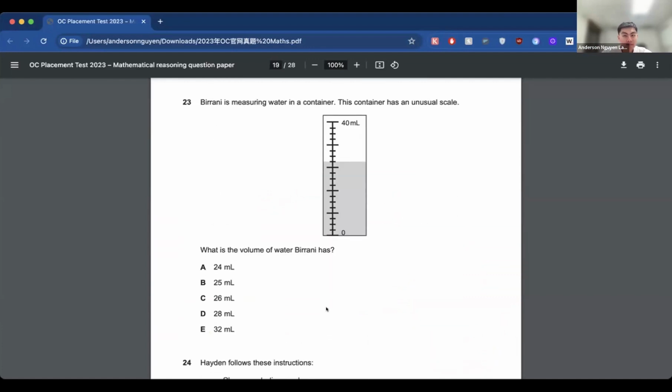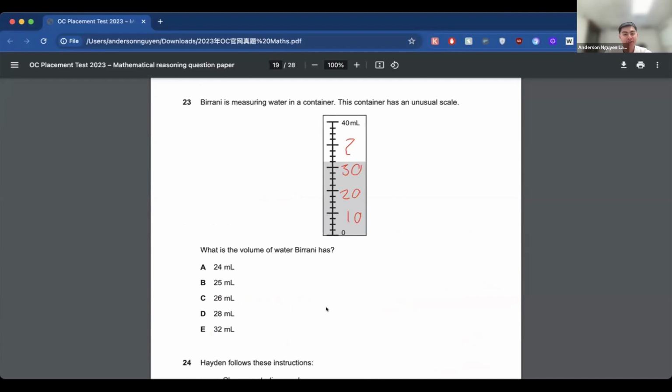You have your thermometer here. Well, not thermometer, sorry. You have a container and it has measurements or notches to show its measurements. Now, a lot of students would make the mistake of assuming each big dash was worth 10. But if you had tried that, you'll notice that it wouldn't work.